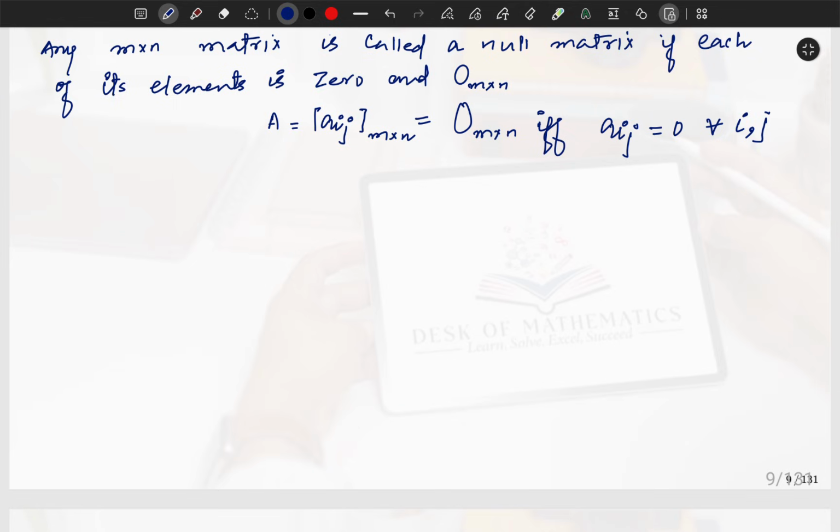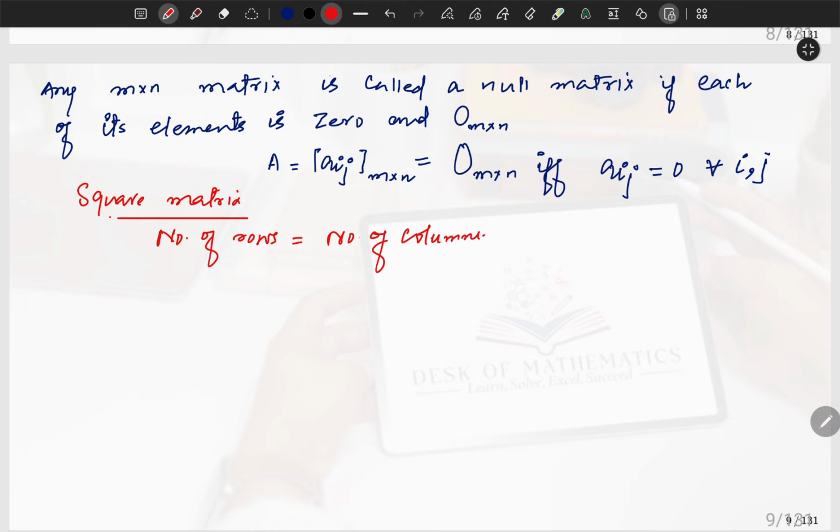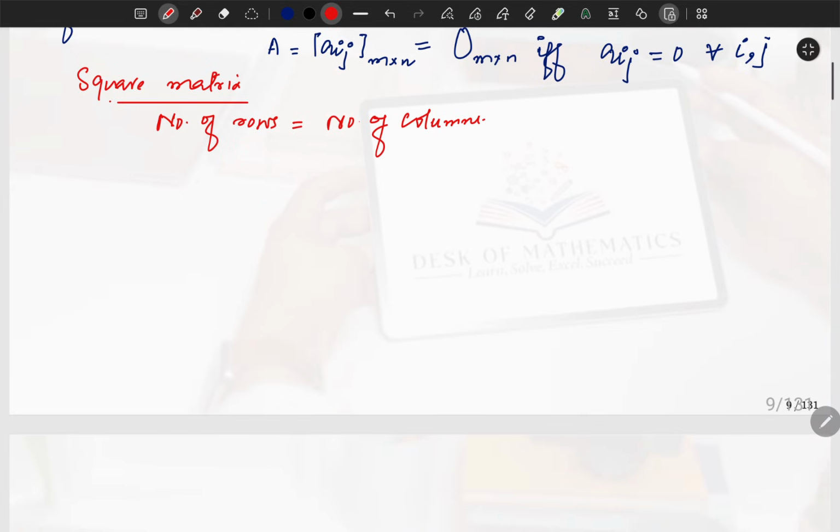Now, as you have seen, we have one type of matrix as a square matrix. Square matrix means the number of rows is equal to the number of columns. Okay, so here in the square matrix we have different types of matrices. For example, one is the diagonal matrix.